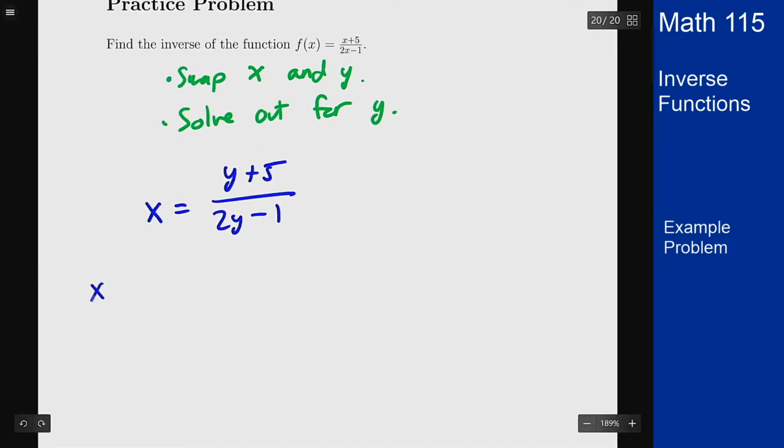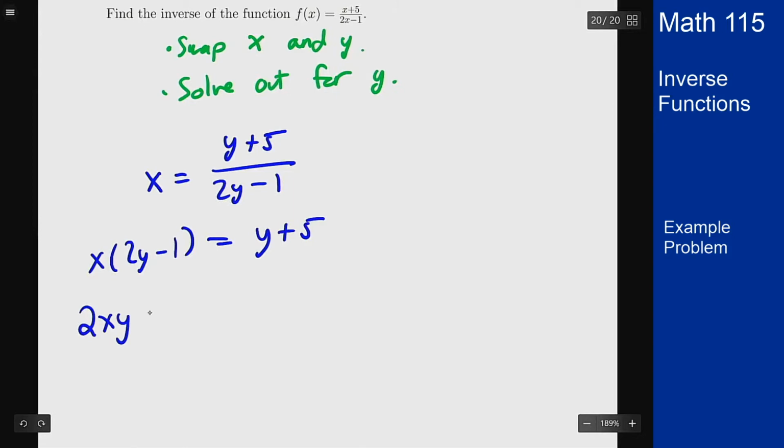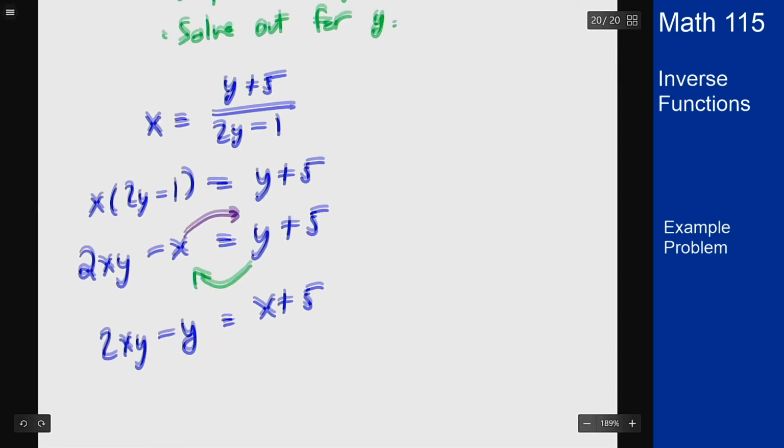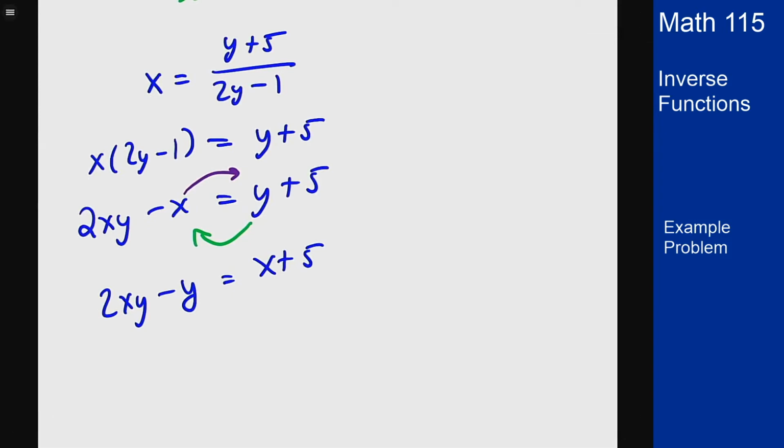So we'll get x times (2y minus 1) equals y plus 5. Distributing the x, 2xy minus x equals y plus 5. And now to solve for y, I'm going to move the y over to this side and the x to the other side, giving me 2xy minus y equals x plus 5. I can now factor out a y from the left-hand side: y times (2x minus 1) equals x plus 5.